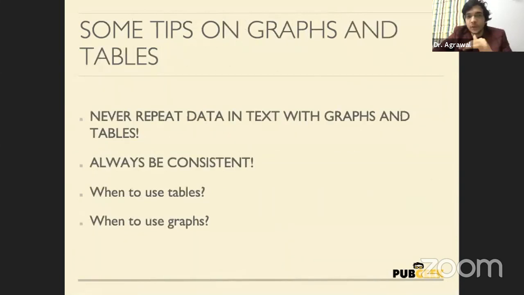So again, some tips on graphs and tables. Never repeat the data in text with graphs and tables. Okay. So suppose you've written about their age and specifics about their age or their socioeconomic status, and again you're repeating it in a table. No, that's wrong. However, what you can do is say 34 males were included in this study. The mean age was, say, 35, and 70% belonged to the upper socioeconomic class. Okay.